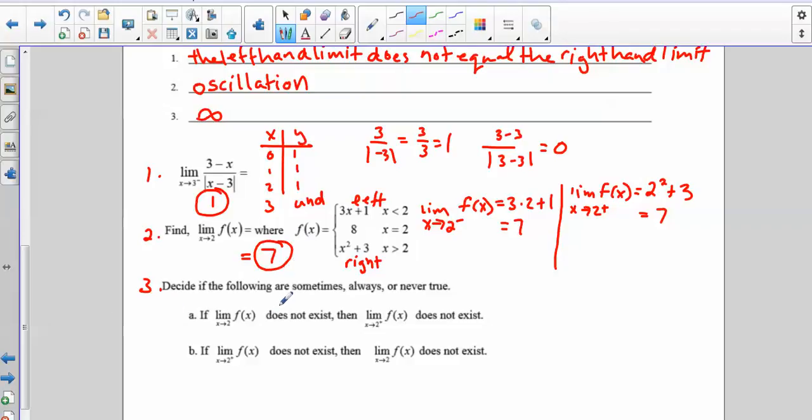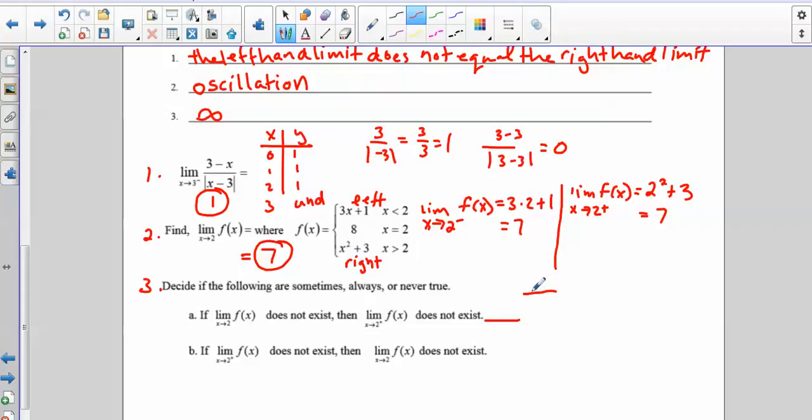Decide if the following are sometimes, always, or never true. If the limit does not exist, then the right-hand limit does not exist. That is sometimes true. We saw an example with the absolute value of x over x, where we were approaching -1 on one side and +1 on the other. The right-hand limit did exist, however, the overall limit did not exist.